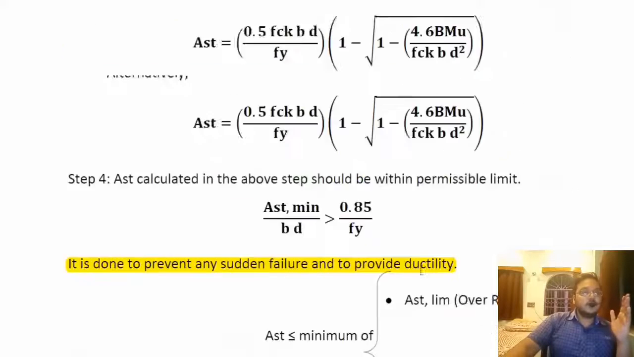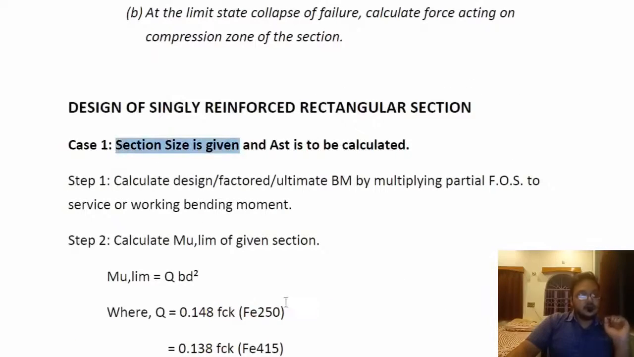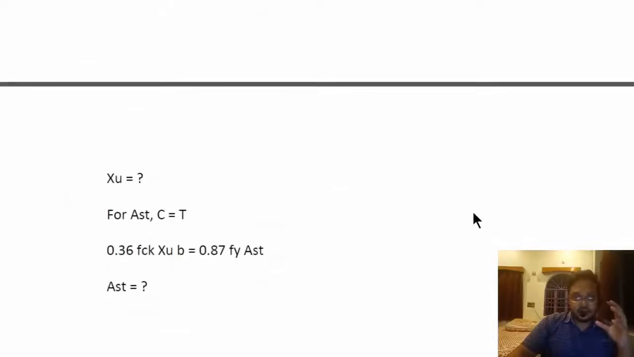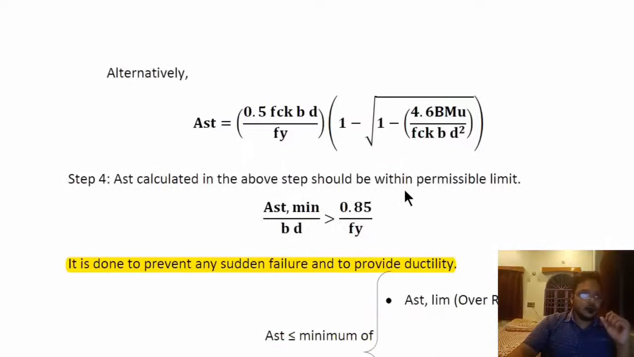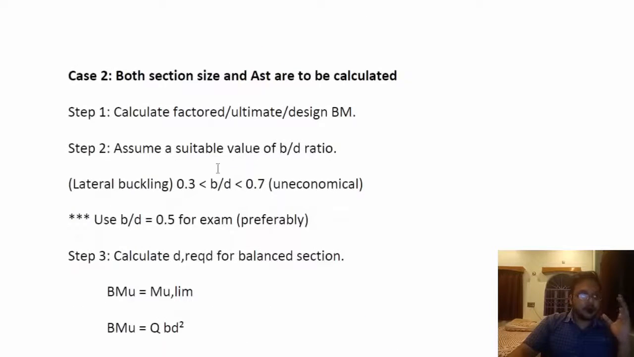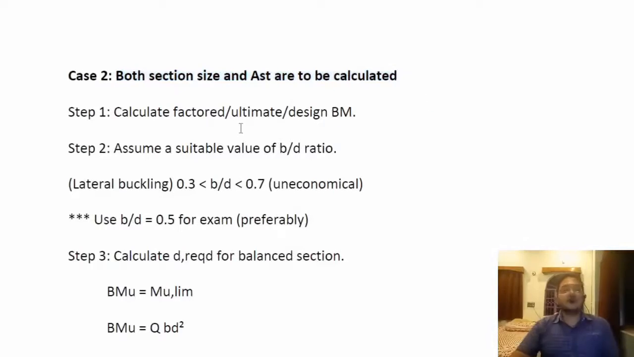So this was all about if we are given the section size, how we calculate or determine the AST for our particular beam. There is one question related to it. We will solve it later on. But before that, let's discuss what we shall do if both section size and AST are to be calculated.